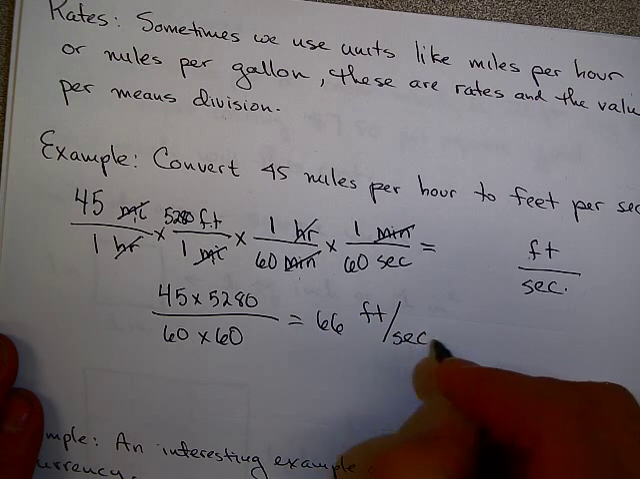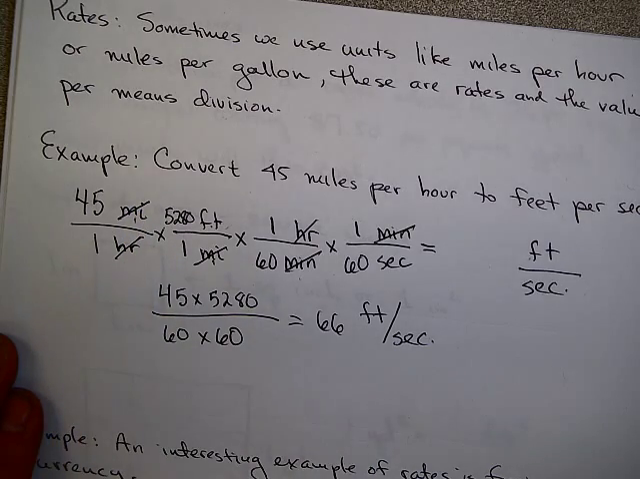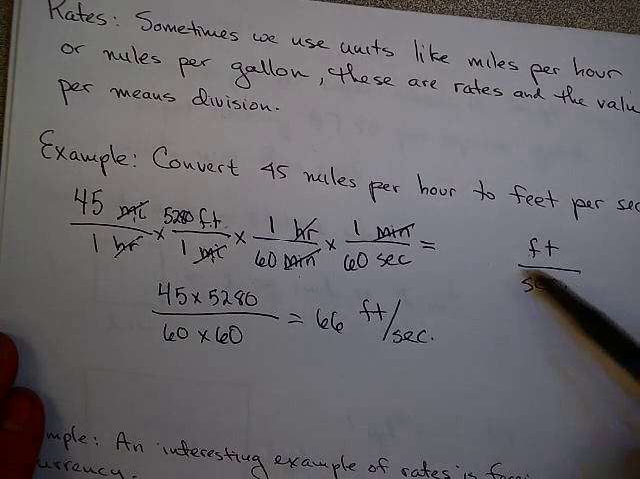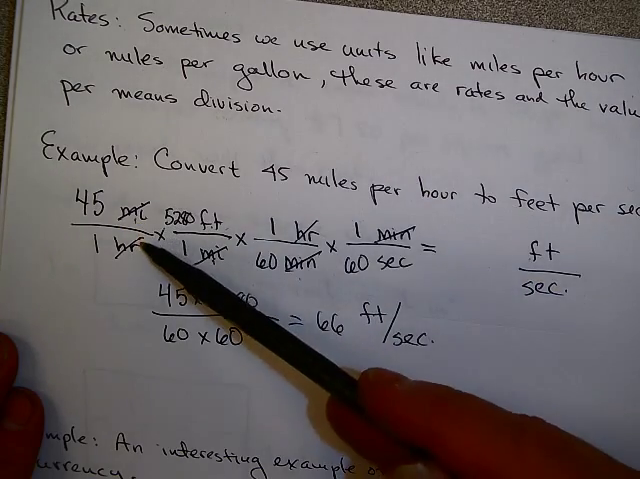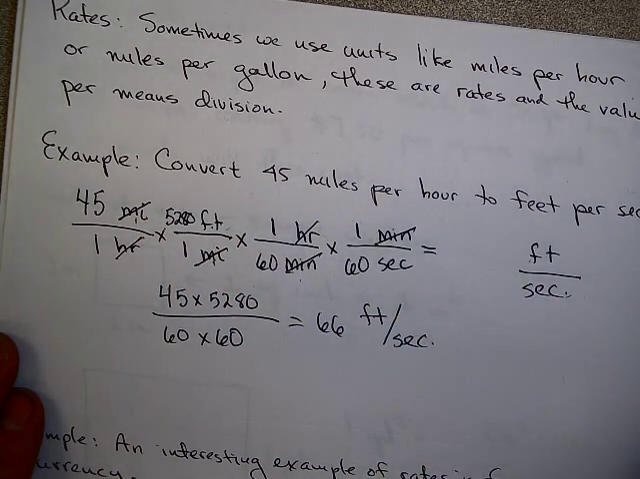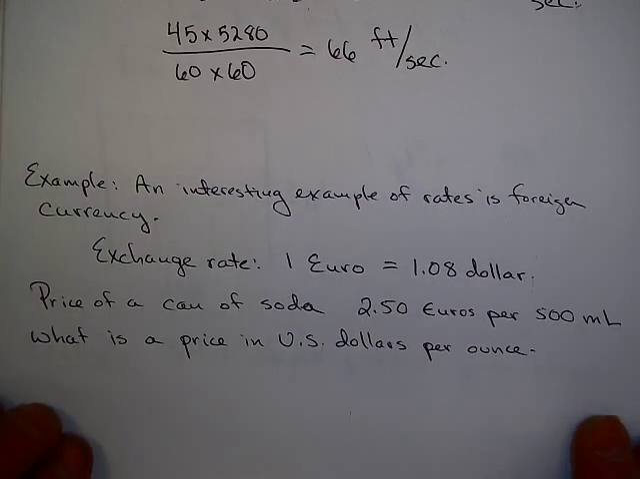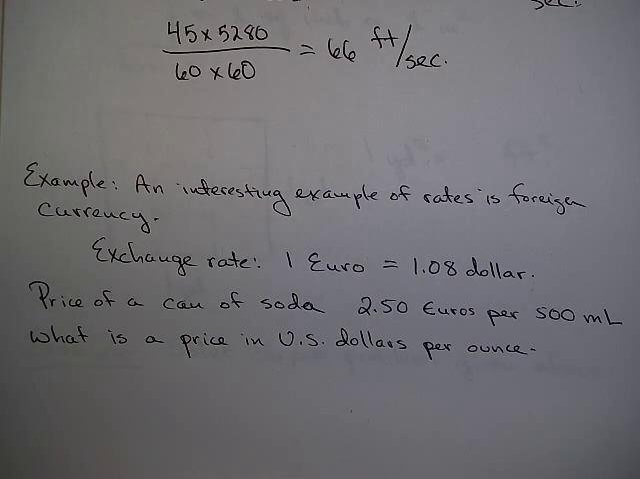So this is a conversion where we had to deal with not only the unit in the numerator, but also the unit in the denominator. But the same idea, deciding what I started with, what I want, and using conversion factors to help eliminate the appropriate units until I get what I want. An interesting example is rates in foreign currency.